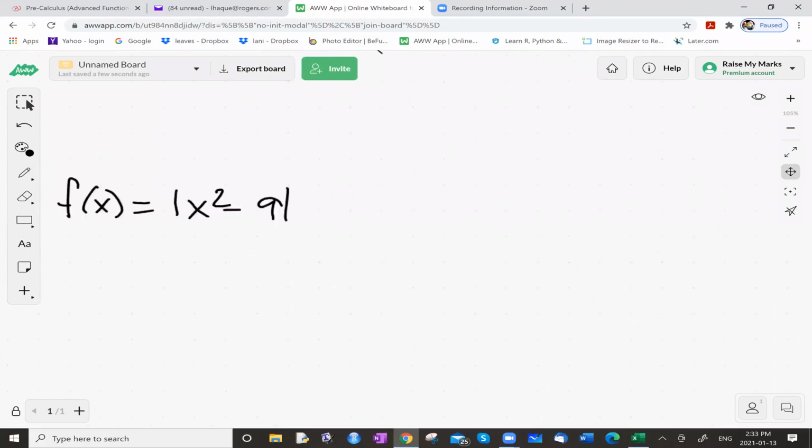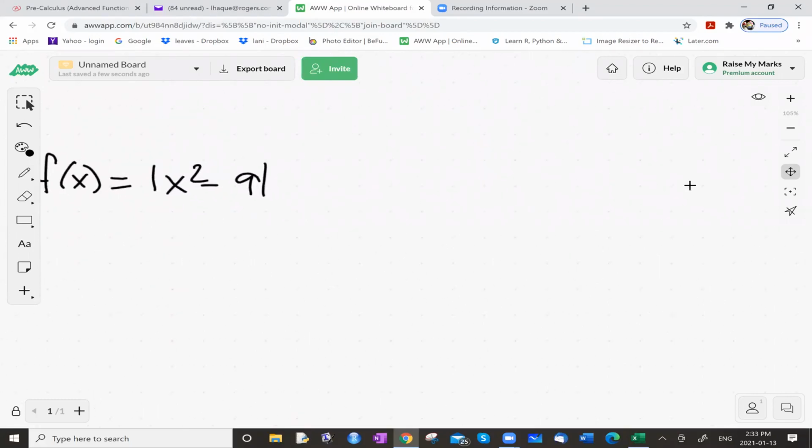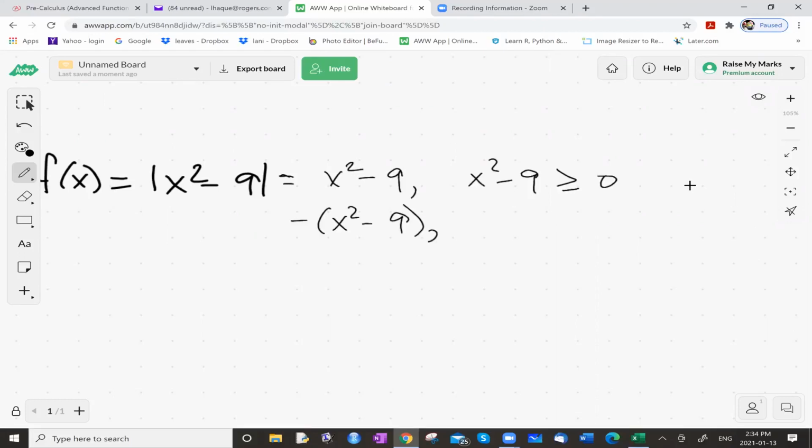So f of x equals the absolute value of x squared minus 9. So again, let's break it down. So our function equals x squared minus 9 when x squared minus 9 is greater than or equal to 0, and it equals negative of x squared minus 9 when x squared minus 9 is less than 0. Okay, we're going to simplify things a little bit.